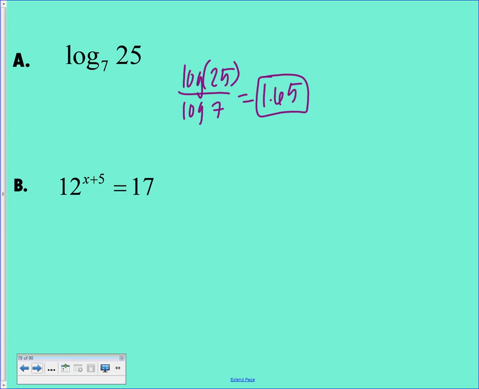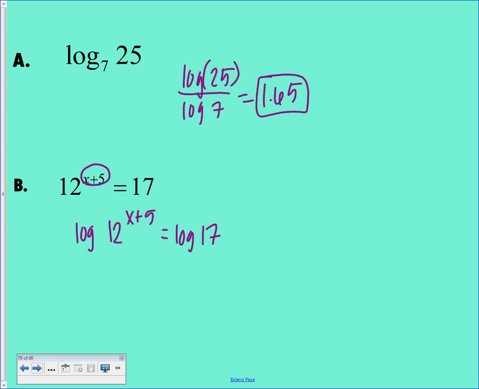Okay, part B is where that really solving comes in. So what we're trying to do is we're trying to solve for x, which is in the exponent. So what we need to do is first step says to log each side. So I'm going to say log of 12 to the x plus 5 equals log of 17. Now at this point, you're like, oh, let's cancel off the logs. Well, that didn't help you get anywhere.